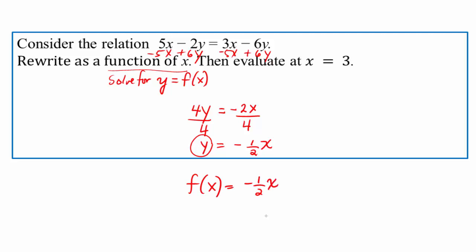Now it says evaluate when x is 3. So that means when x is 3, all you just say is f of 3 would be negative 1/2 times 3, which is negative 3/2. And that's it.